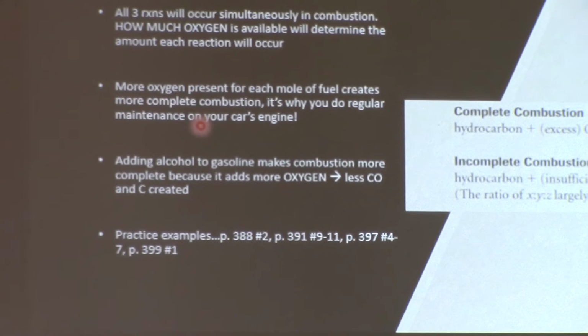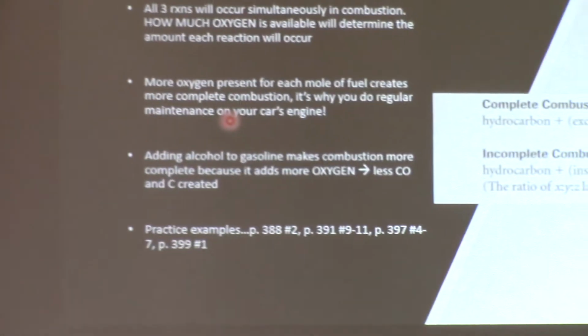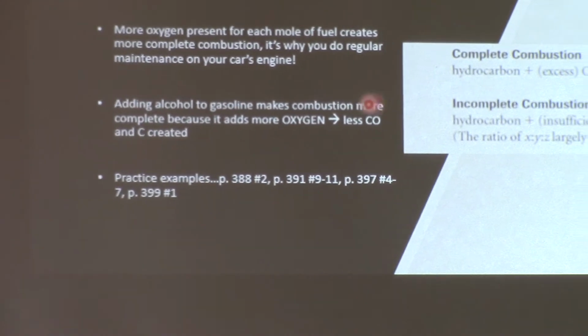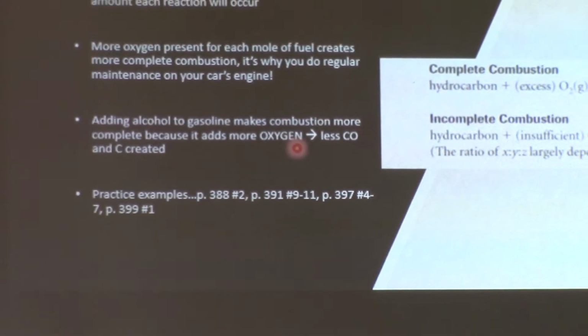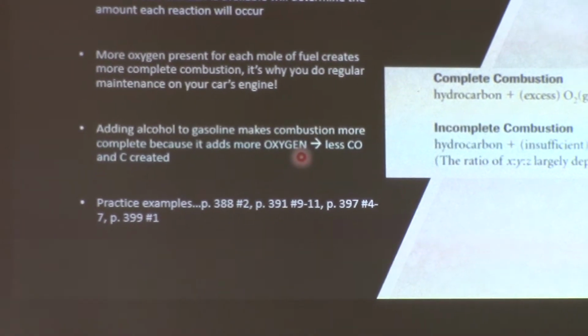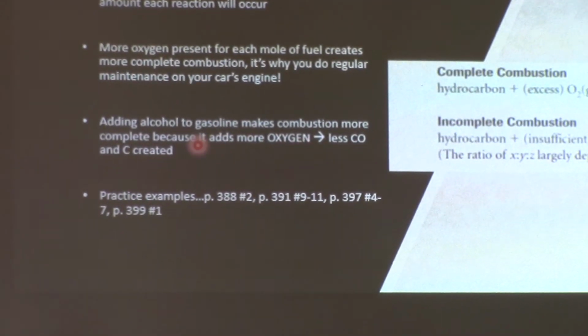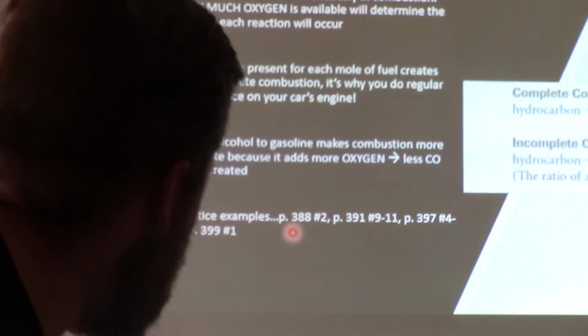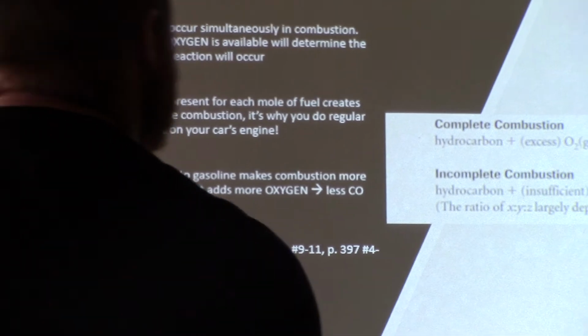This is why you do regular maintenance on your car engine, like change your oil filter and air filter and things like that. Adding alcohol to gasoline also makes combustion more complete because it adds more oxygen. Alcohol has an OH group on it, so there's more oxygen. That means we have less CO and C created. Okay? So practice examples for this.